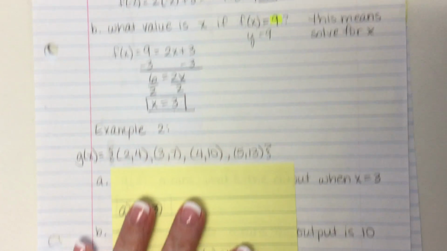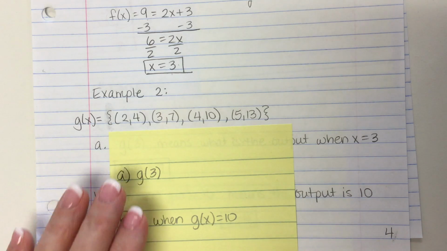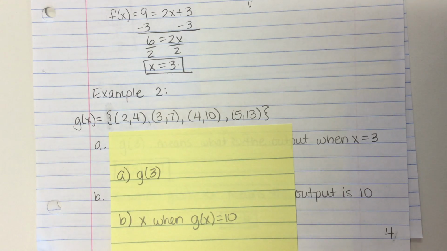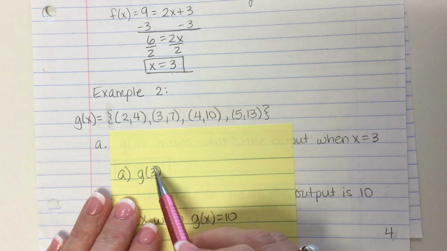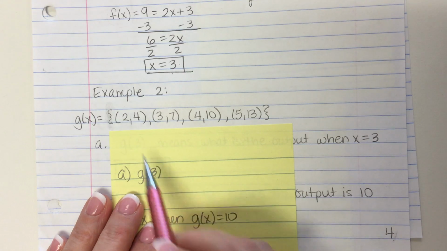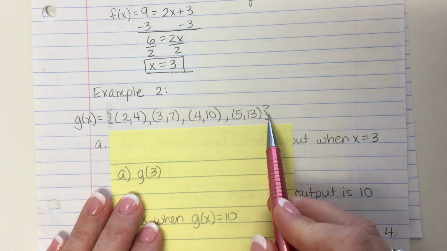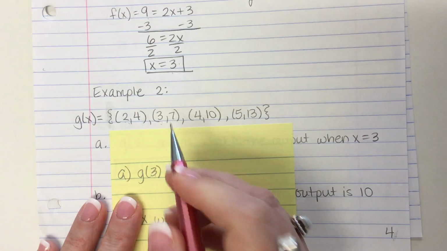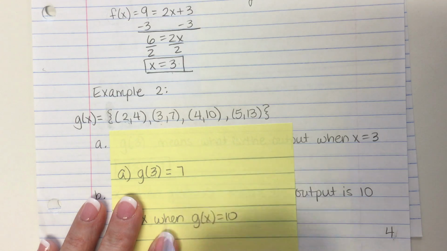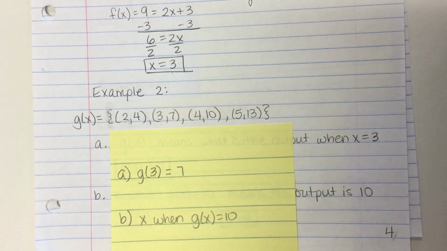Okay? So let's do an example together. In this case, they give you a list of points, and they ask, what would happen to this function if x is 3? Well, I look for 3 in all of the x's. There's a 2, there's a 3, there's a 4, there's a 5. So when x is equal to 3, the whole function, or the output, is equal to 7.